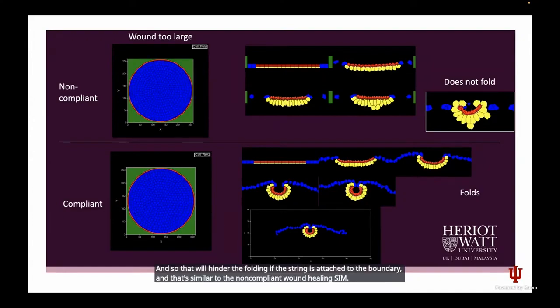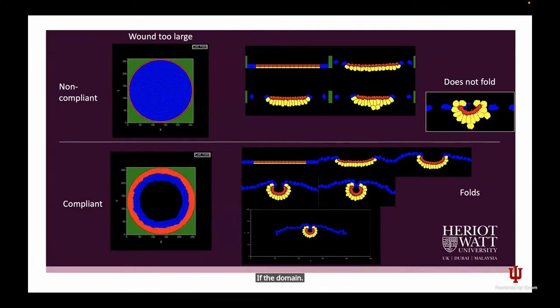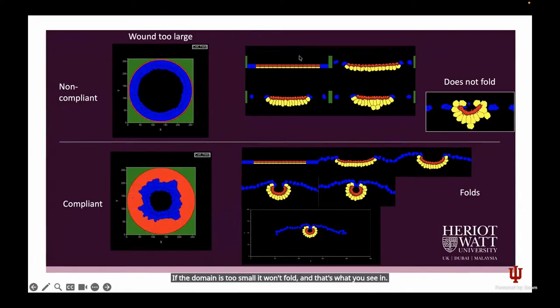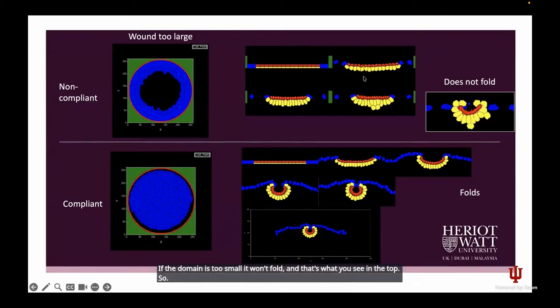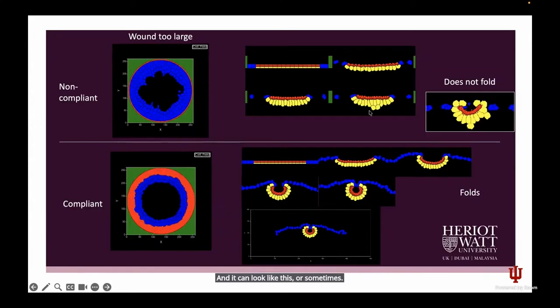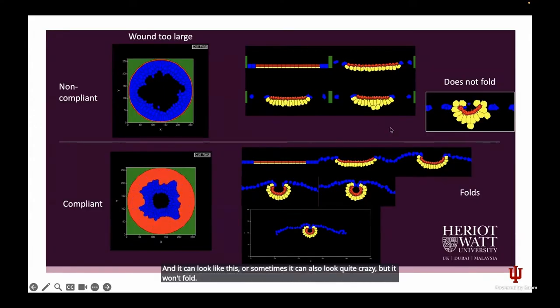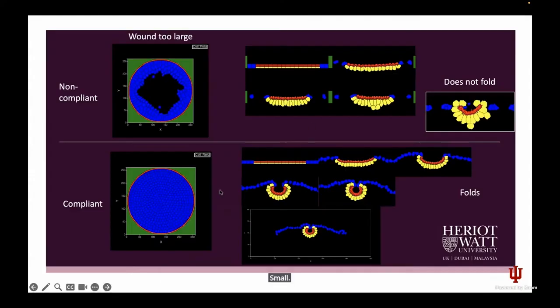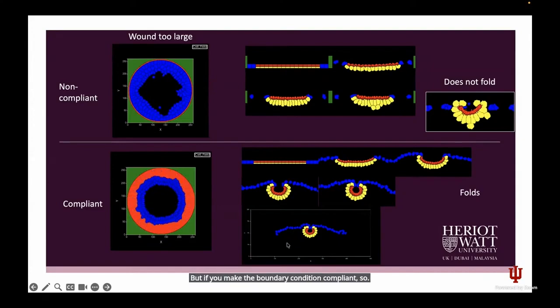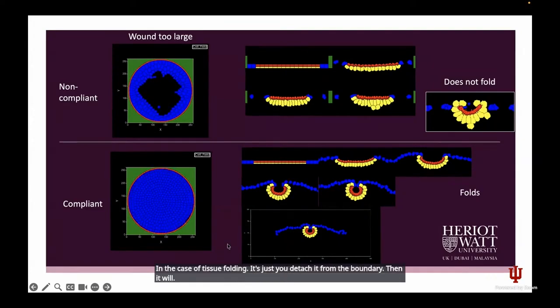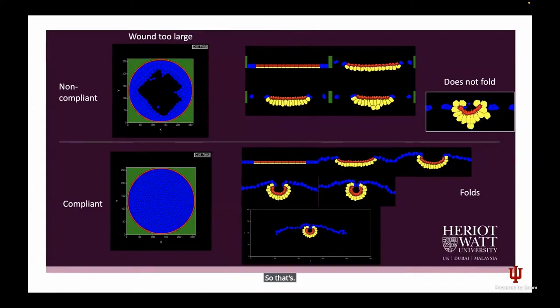So if the domain is too small, it won't fold, and that's what you see in the top. So initial condition, and it starts folding. You read this from top to bottom, and it can look like this, or sometimes it can also look quite crazy, but it won't fold if the domain is too small. But if you make the boundary condition compliant, so in the case of tissue folding, you just detach it from the boundary, then it will always fold. So that's a demonstration of that effect.